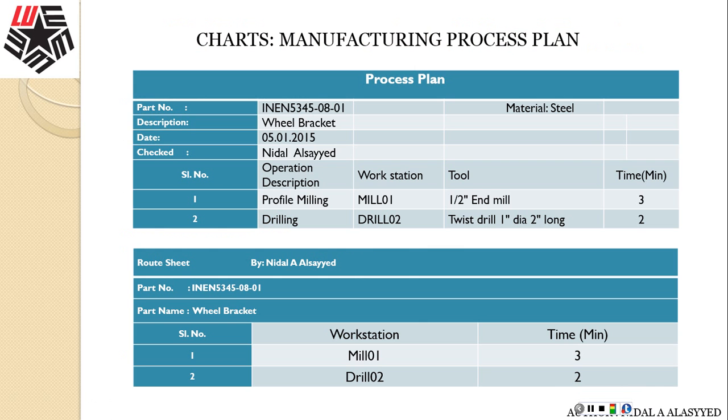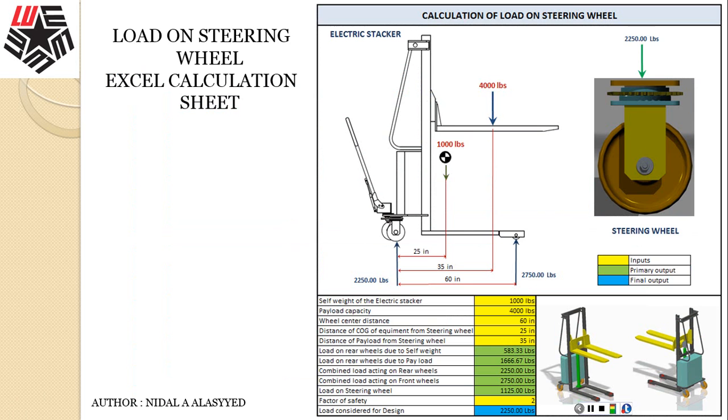This is the sheet we provide to the shop. It shows the process plan for the profile milling and the drilling here, as you see in this table, with the diameters, the twist drill, and the time taken. This is called a process plan sheet that is usually used to show what type of manufacturing processes we applied and time taken per minute.